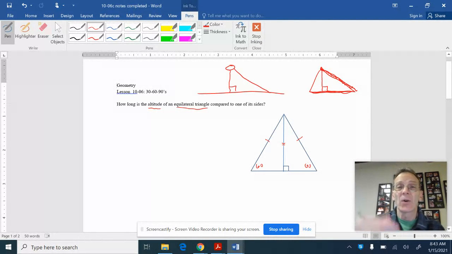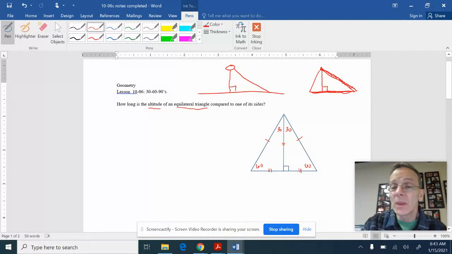And so without going into all of the details, what we would have here if we draw an altitude down through an equilateral triangle is two congruent triangles side by side. These angles would be 30 degrees each here. And so if these are congruent triangles, this segment is going to be congruent to this segment.